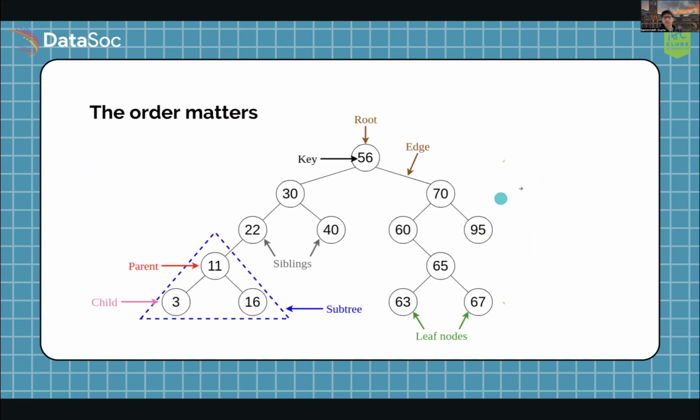Let's have a look at some definitions that we need to know. The root from which we start is called the root node. The value is called the key. The line connecting is called the edge. The nodes at the end, if there are no nodes after that, are called leaf nodes. If you take out a particular section of a binary search tree, that's a subtree. This would be an example of a parent node, and these two are its child nodes. Both of these are siblings to each other. So 3 and 16 are siblings, 22 and 40 are siblings, and so on.